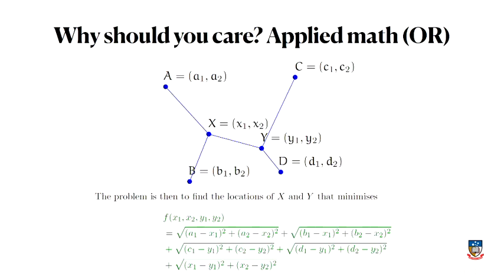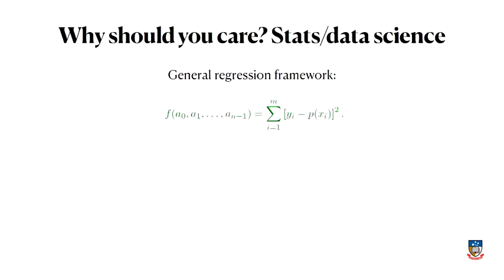So that's sort of classical applied mathematics. If you're Amazon, you care about solving that problem. There's something that's even more ubiquitous in the modern world than that, which is data science or statistics.